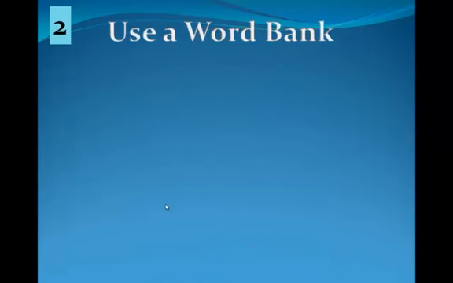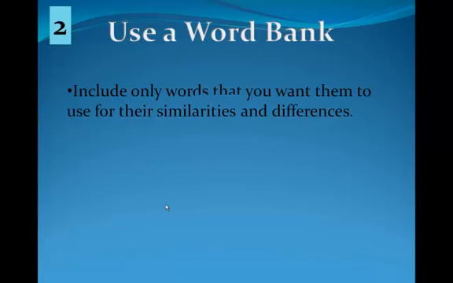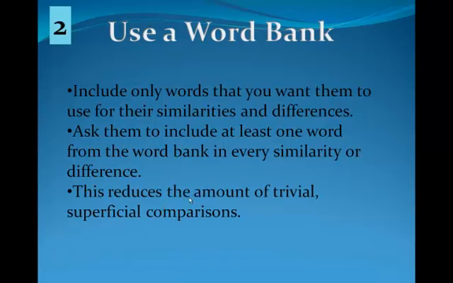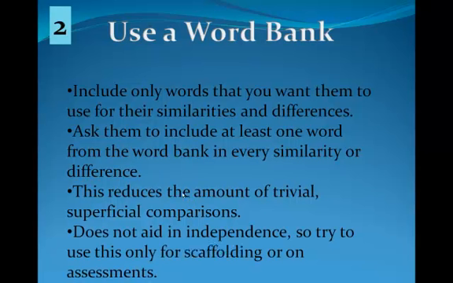And the second thing we can do to get better, higher quality answers is to use a word bank. In this word bank, you can just use words that you want them to use and kind of limit which words they're going to use. And then you can say, okay, here are these words, and use at least one in every similarity or difference that you note. And this will significantly reduce the amount of trivial comparisons. But the problem is it doesn't really help in independent thinking, so you could do this for scaffolding or especially on assessments when you're looking for very particular answers.